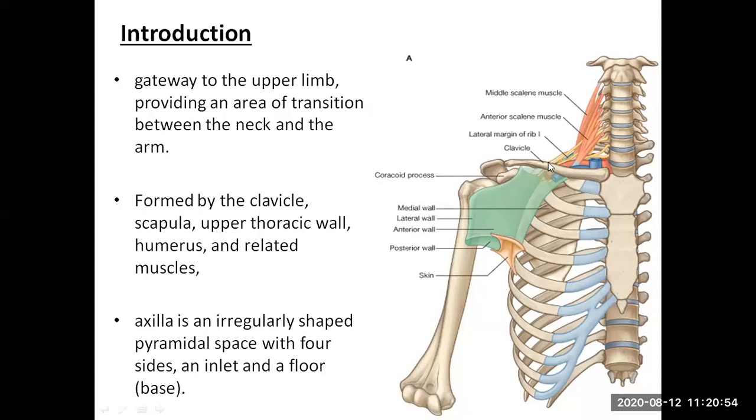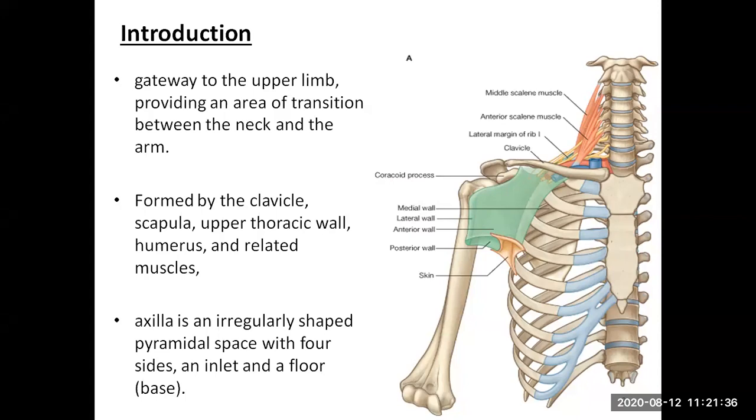If you see the bony structures, you will see the clavicle, scapula, humerus, and the ribs also. There are several muscles related with these different skeletal structures. This pyramidal shaped space is four-sided. It has an inlet, a floor, a base. The four-sided pyramid with a base and apex. The base is the floor, which forms the infolded armpit.